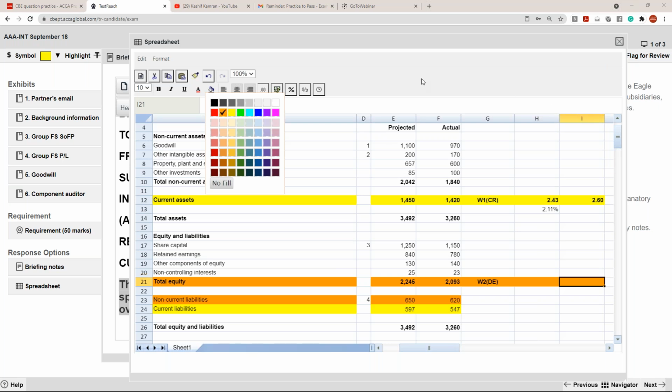But Havel, if you don't use the spreadsheet and you directly do it on the word processor, you will not lose marks. But that is professionalism, right? As a student of ACCA attempting a AAA paper, when the examiner is giving you a spreadsheet option, you use the spreadsheet option. I think this will just put a question mark on your professionalism as an ACCA student, even though you will not lose any marks. So I will be guiding you about that tomorrow.